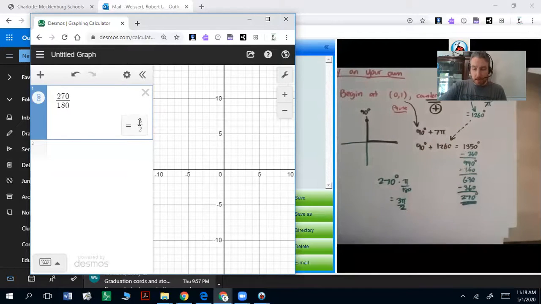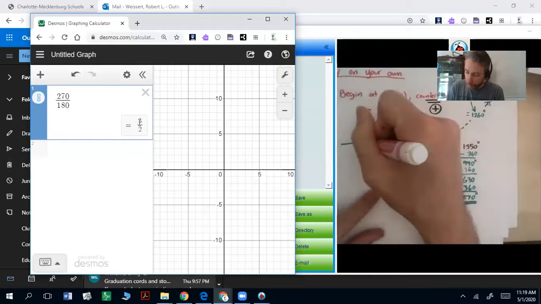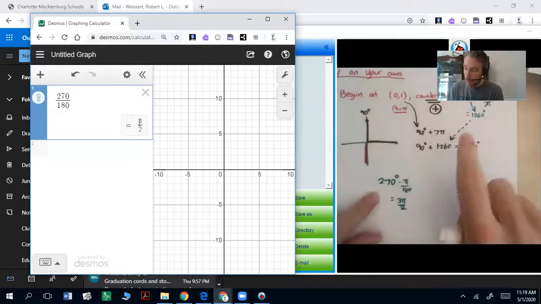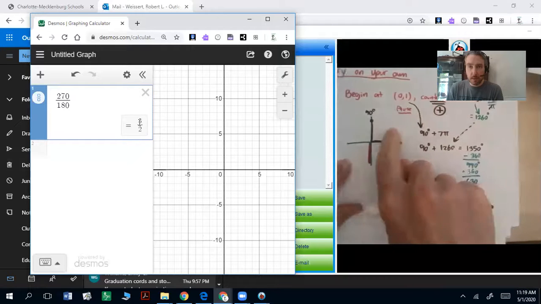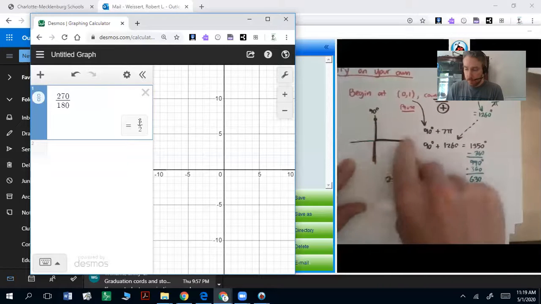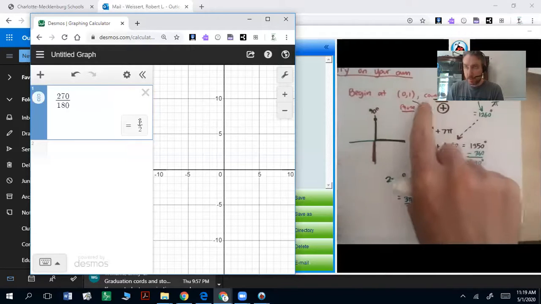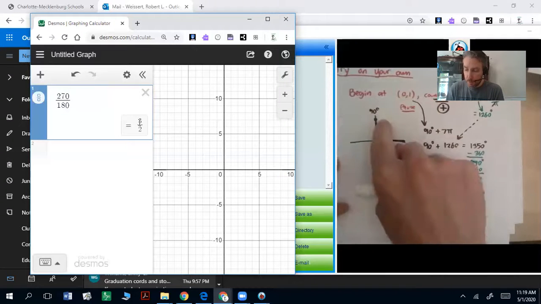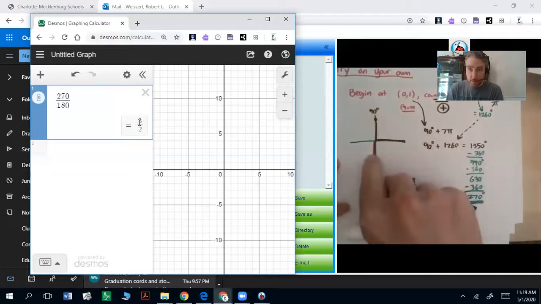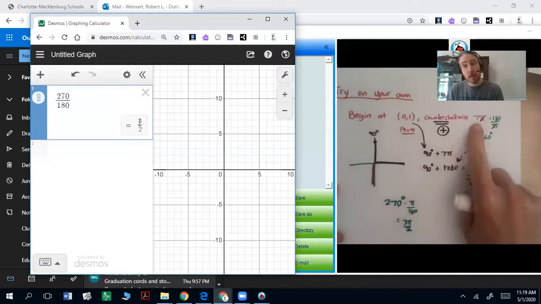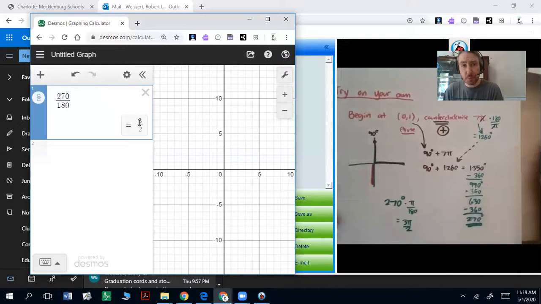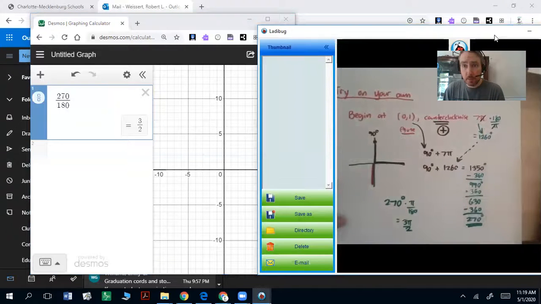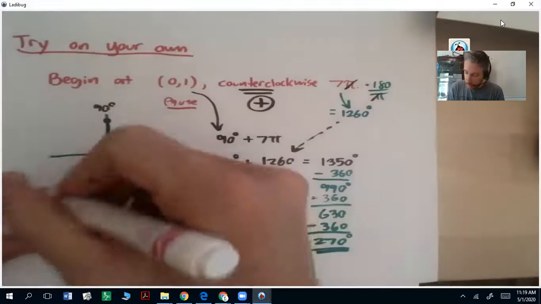So let's see where that is. On the unit circle, 270 degrees is right there. So if you think about it, we went counterclockwise 7 pi, that's 3.5 circles, right? 1, 2, 3.5 circles, because one full circle is 2 pi. So that's where that comes from. And so we're going to end up right there at 270. So it's 270 degrees.